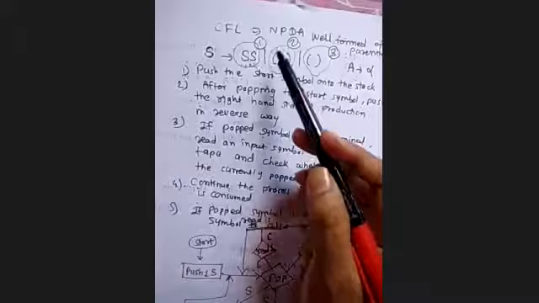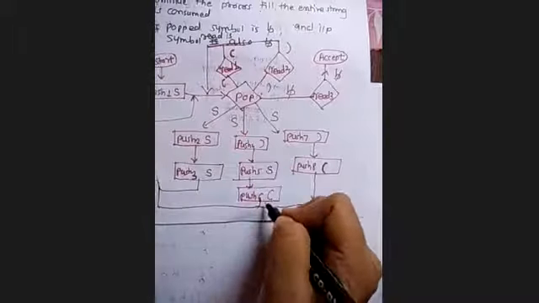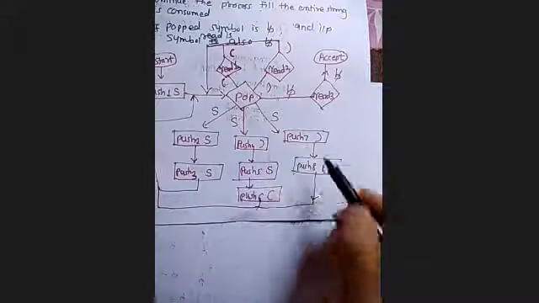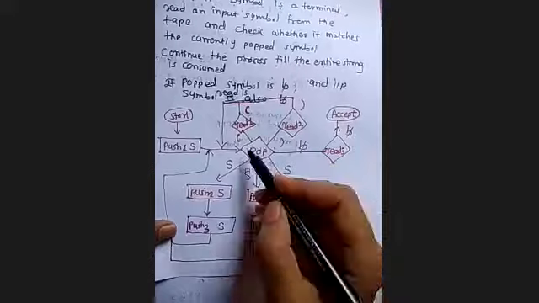For the second production, our rule was opening, S, closing. So first we push closing, then S, and then opening, and then the pop. This is the third rule: first we push the closing and then opening. Then after popping, you will get opening and closing, because you have pushed these two terminals here.